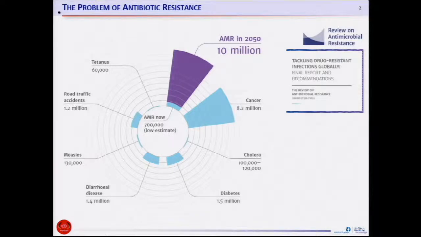Okay, so I cannot start something about AMR without showing you this picture. Maybe some of you know already this. This is something related to the number of deaths by disease and other types of problems like a road accident. We are here at the moment at about 700,000 deaths by infection, and because of AMR, the predictions are really bad, and that in 2050 we'll probably be reaching 10 million deaths a year.